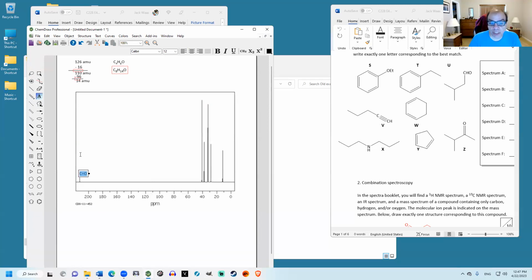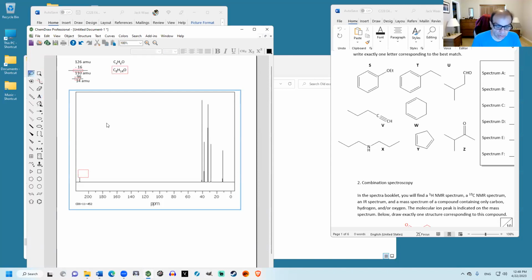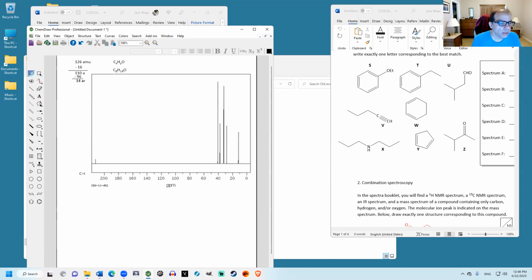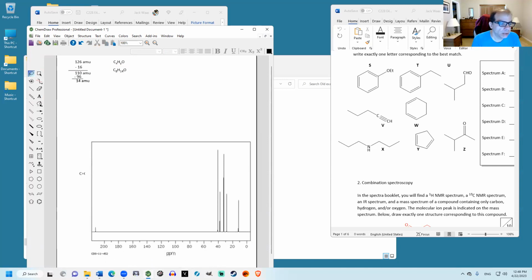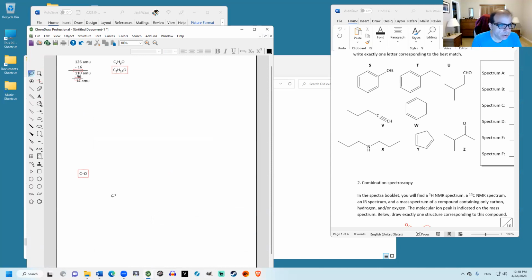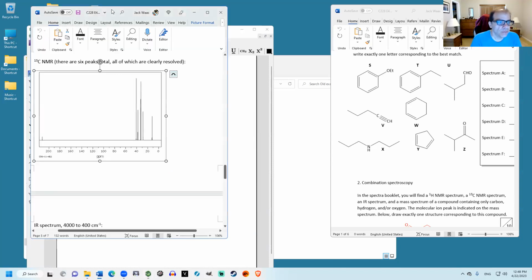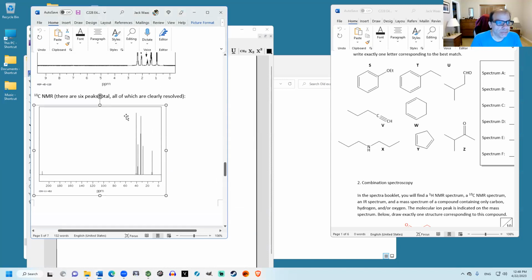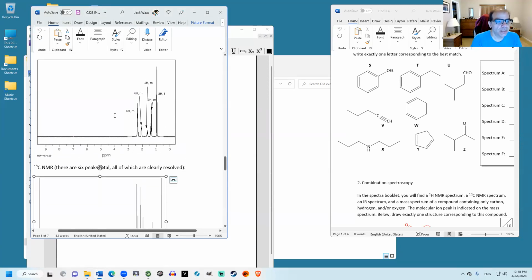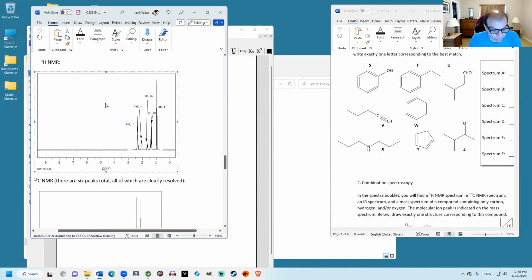Anyway, that's the carbonyl peak. So there's only 6 types of carbons. That means there's a plane of symmetry in the molecule. So we've learned something more about the structure. And last of all, look at the proton NMR spectrum.